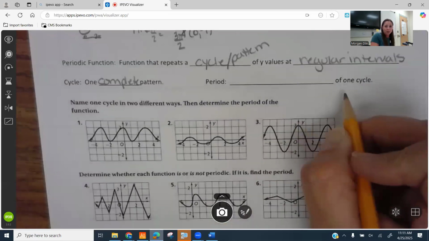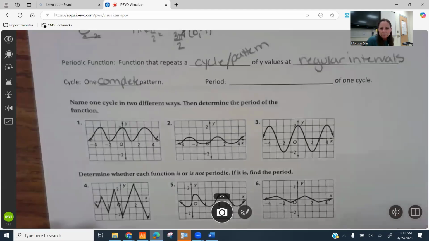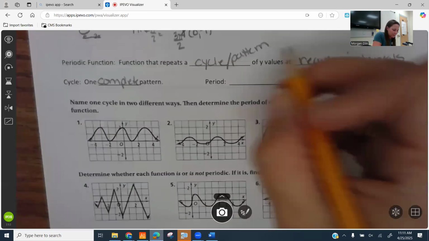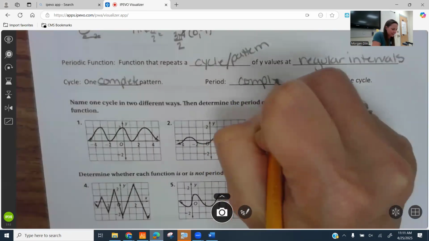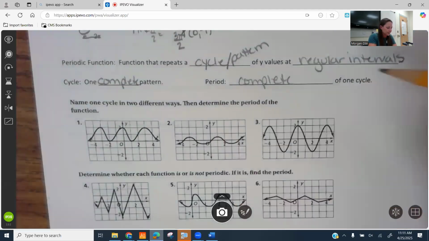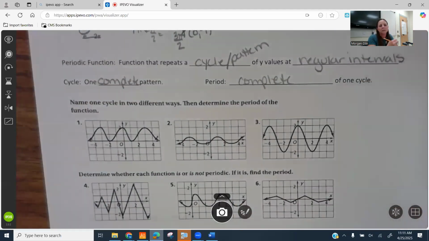and I'm trying to think what I wanted to put there. I guess like a complete, and this isn't going to make any sense, complete of one cycle. It's just basically one cycle drawn out. Okay. And you're going to see it here, so it'll make more sense.